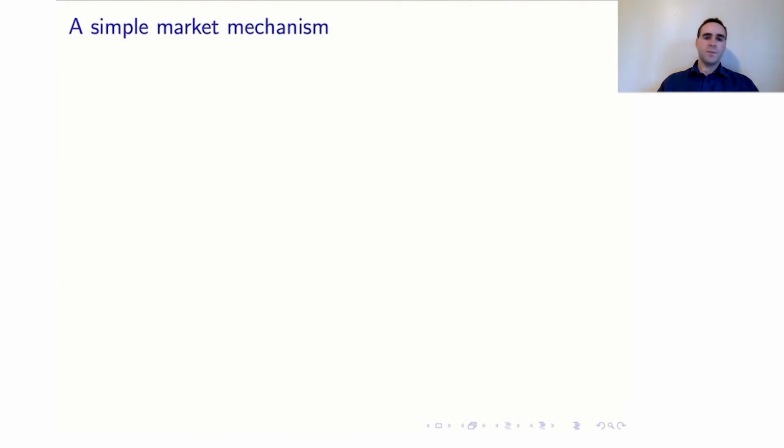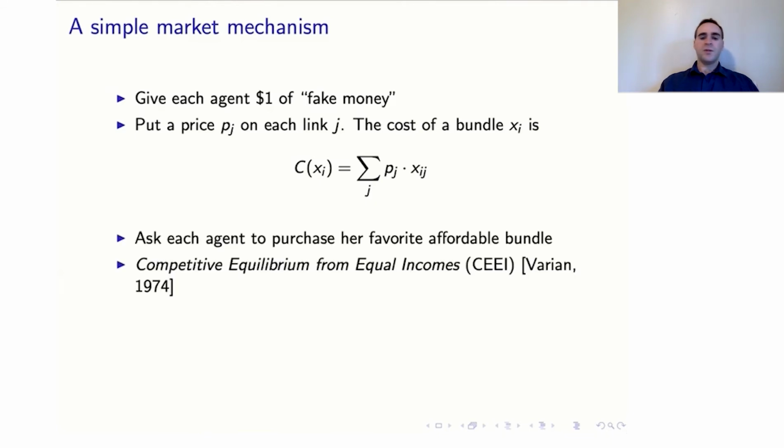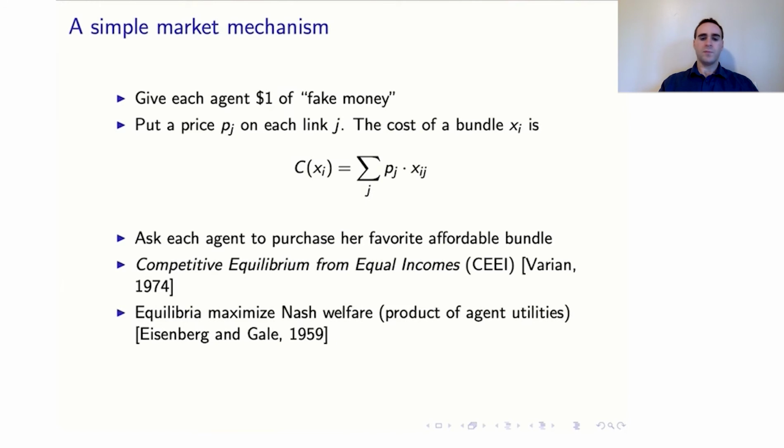Okay, so here's a simple market mechanism we could use for this problem. Give each agent $1 of fake money, put some price on each link, and we're going to charge you for a bundle of bandwidth according to those prices. Each agent purchases her favorite affordable bundle, and we get a market equilibrium. This is called competitive equilibrium from equal incomes, and is known to have a variety of nice properties. Well, in particular, it's going to maximize Nash welfare, the product of agent utilities. It also satisfies things like envy-freeness and other properties.